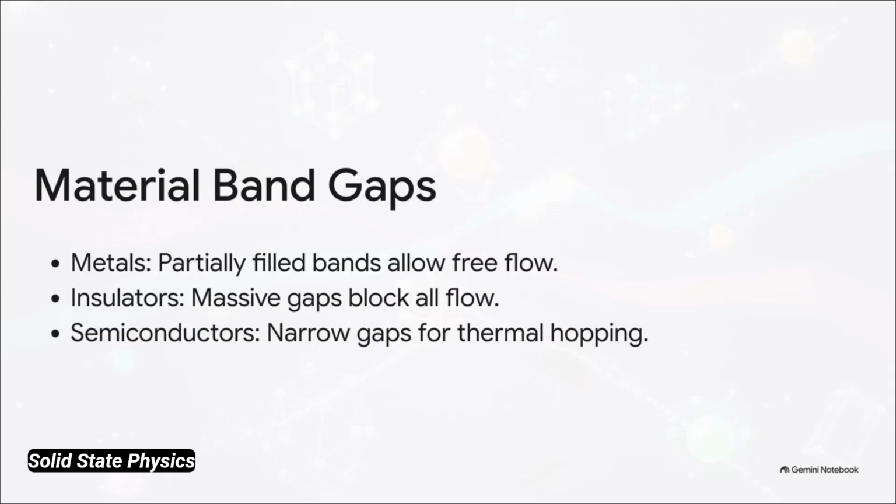Picture the Fermi sea of electrons as a huge quantum traffic jam. If there are empty lanes just ahead of the traffic, the cars can easily accelerate. That's a metal. If there's a massive concrete barrier ahead, everything stops entirely. That's an insulator, marked by a massive band gap. But if that barrier is short enough that just a little bit of thermal energy can help cars hop over it, you get semiconductors.